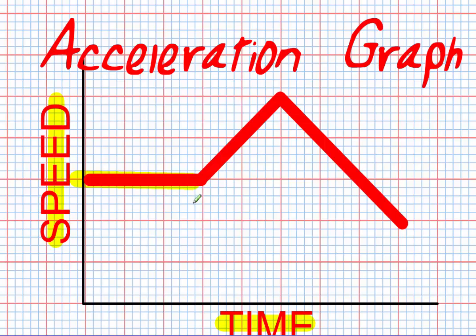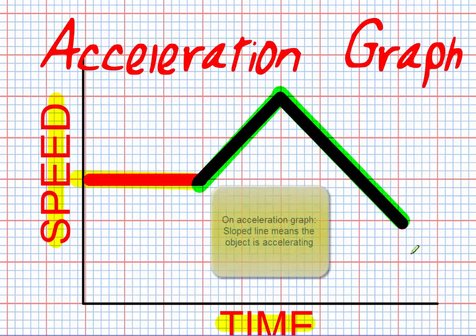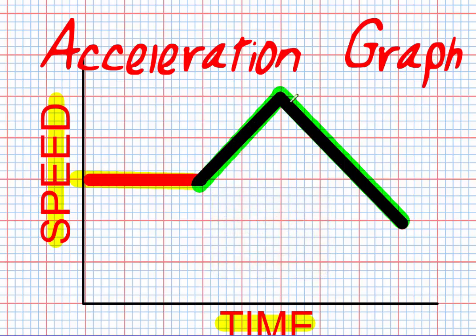We know when speed stays the same, it's not accelerating. But when the speed is changing, in this case going up, in this case going down, the object is accelerating. So on an acceleration graph, when it's slanted up or sloped down, the object is accelerating. Anytime it's sloped down, it means it's slowing down. It's still acceleration. We call it deceleration or negative acceleration, but it is still acceleration.